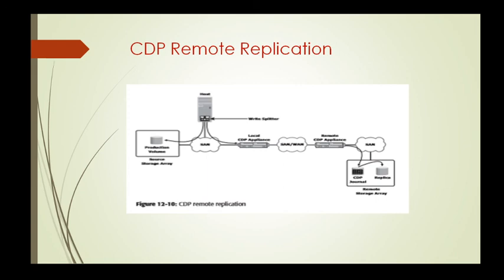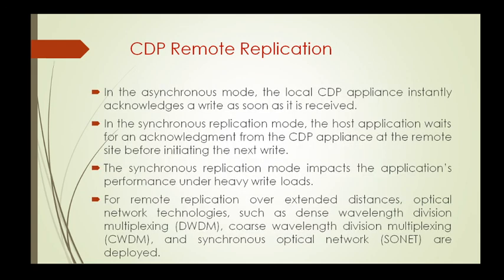In asynchronous mode, the local CDP appliance instantly acknowledges the write as soon as it is received. But in synchronous replication mode, the host application waits for an acknowledgement from the CDP appliance at the remote site before initiating the next write. So synchronous replication mode impacts the application's performance under heavy write loads. This is about network based remote replication.